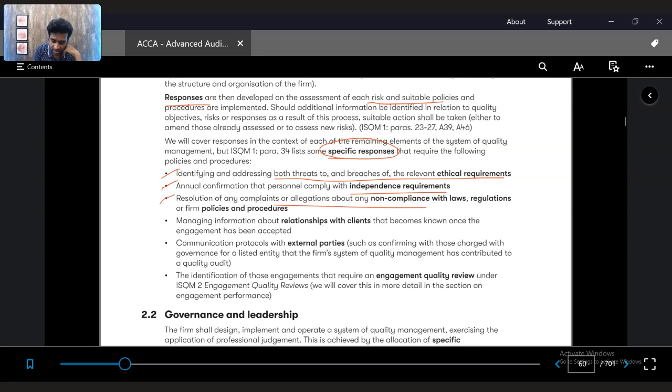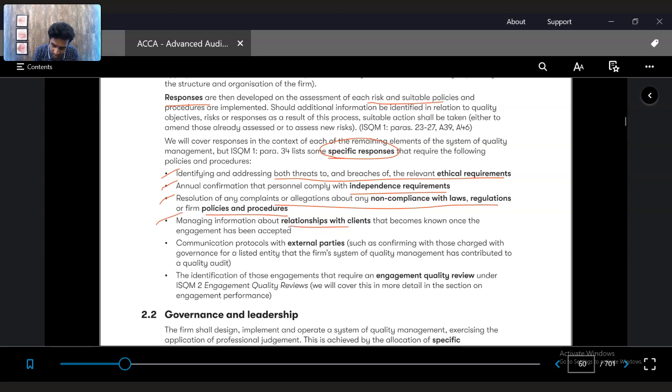Resolution of any complaints or allegations relating to non-compliance with laws and regulations (NOCLAR), or the firm's policies and procedures. They need to incorporate certain policies and procedures on how they go about complaints relating to NOCLAR. What if we get a complaint that a company is having a NOCLAR issue? What do you do? What are the policies and procedures you follow?